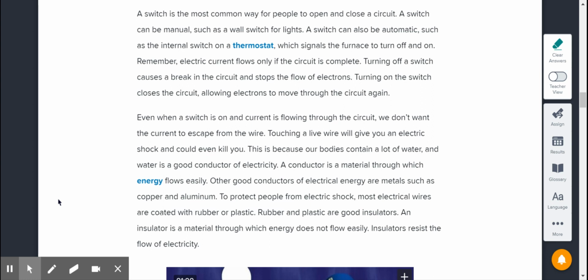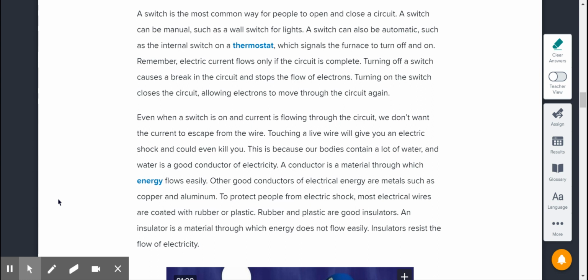Even when a switch is on and current is flowing through the circuit, we don't want the current to escape from the wire. Touching a live wire will give you an electrical shock, and it could even kill you. This is because our bodies contain a lot of water, and water is a good conductor of electricity. So our bodies are conductors, which means electricity can flow through them. But if electricity flows through your body, it can also hurt you really bad.